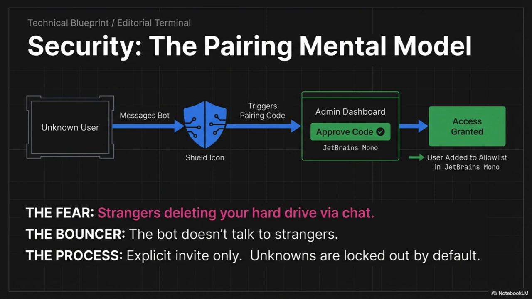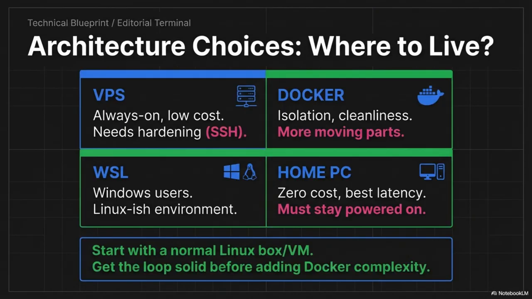But the guide explains the pairing mental model. How does that work? Think of it like a bouncer at a club, but with a VIP list. The bot doesn't just talk to anyone. If an unknown sender, even if it's you on a new number, messages the bot, they don't get access, they get a code. Like two-factor authentication? Similar. The owner, you, must explicitly go to your dashboard and approve that code to add that person to the allow list. Oh, that's smart.